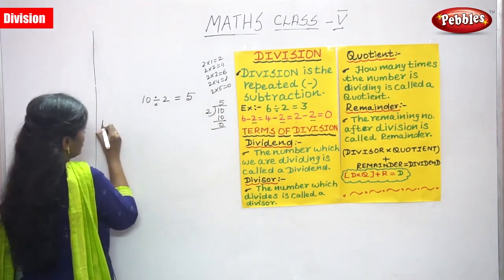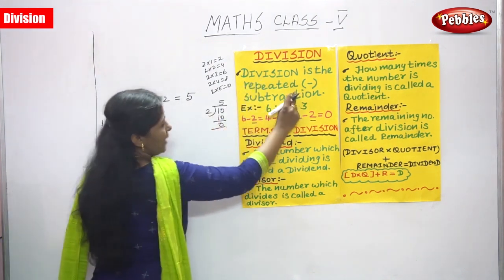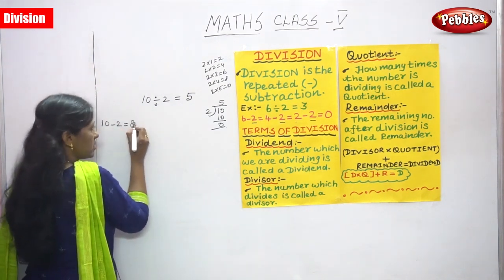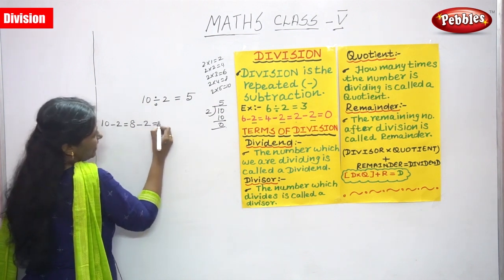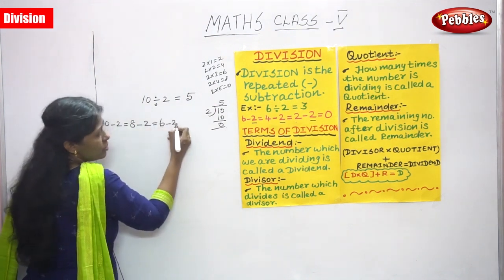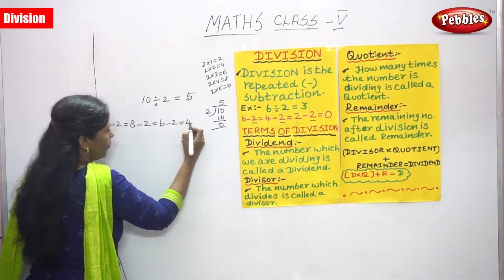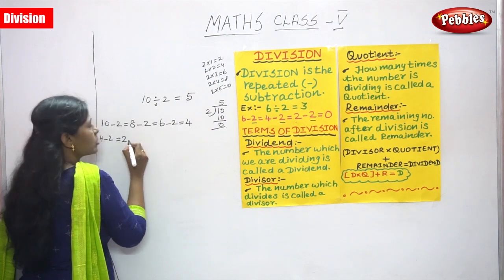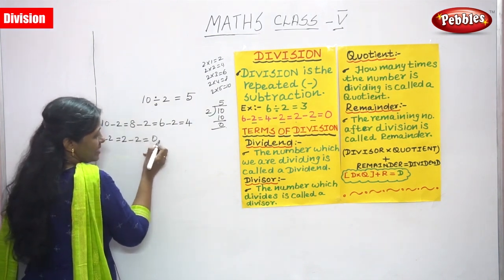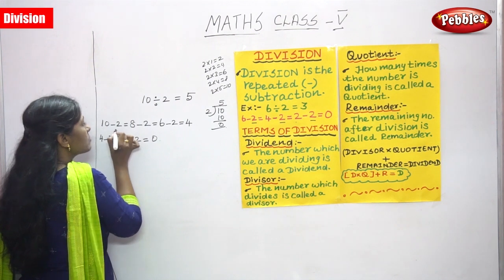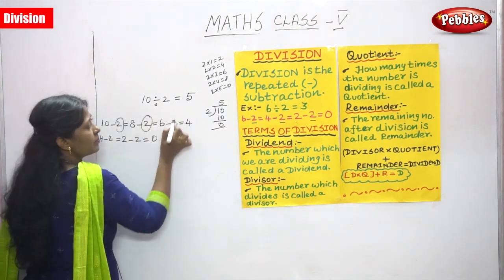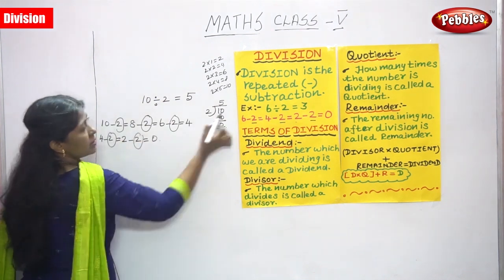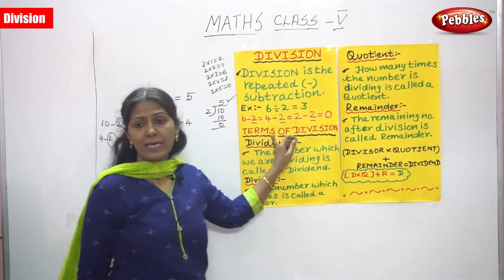Now I go for subtraction, because division is repeated subtraction. So 10 minus 2, we will get 8. 8 minus 2, we will get 6. 6 minus 2, we will get 4. Again 4 minus 2, we will get 2, and 2 minus 2, we will get 0. How many times does 2 come? 1 time, 2 times, 3 times, then 4 times, then 5 times. The answer is 5. That's the right answer.